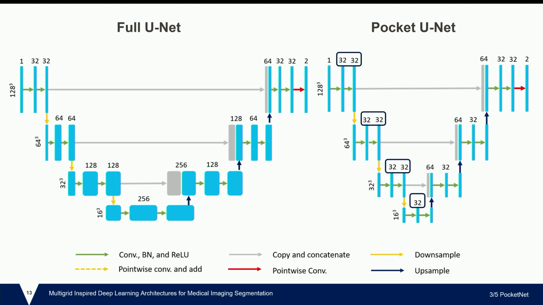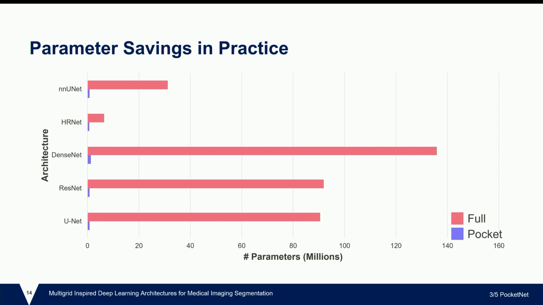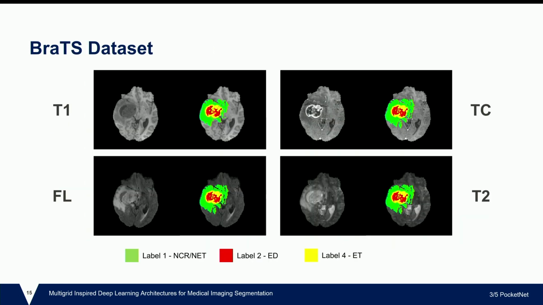So in terms of the number of parameters, if you plot here on the x-axis the number of parameters in millions versus the full and pocket versions of these several architectures that we try here, you see that you get parameter savings that are on the order of several orders of magnitude. And just as an aside, to test all of this, we're going to be using the brain tumor segmentation data set, or BraTS. It's multiple channels, T1, T2, T1C, and FLAIR images, as well as tumor segmentations, which consist of multiple subcomponents.